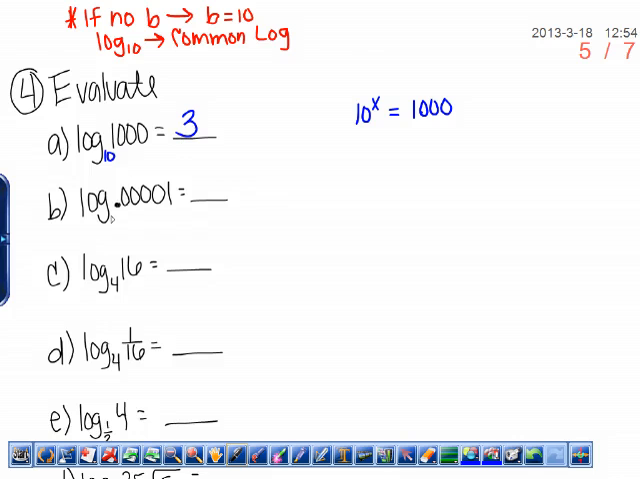On B, again, I'm going to assume a base of 10. So I'm going to think, 10 to what power gives me 0.00001? Okay, hang on. To make my life easier, I want to think of this as a fraction. So let's think about this.